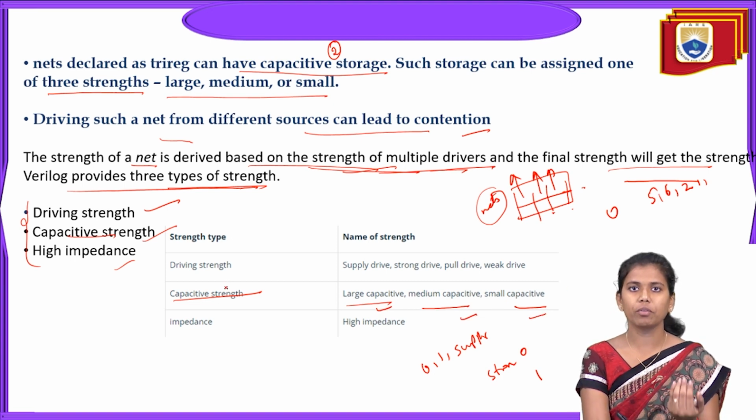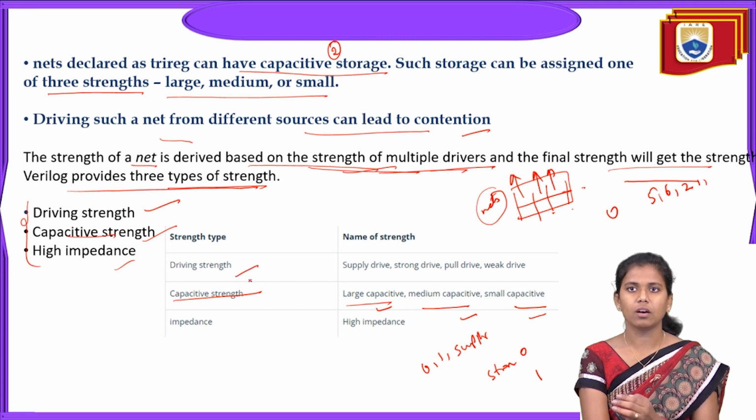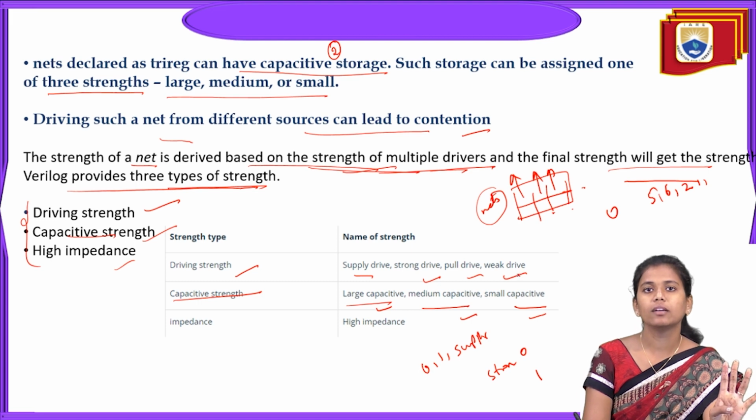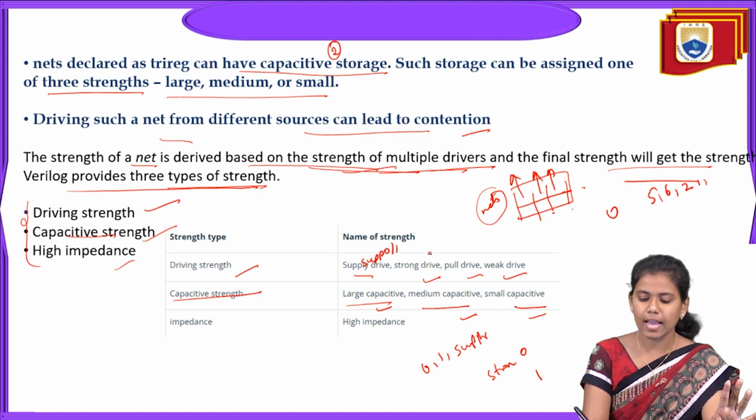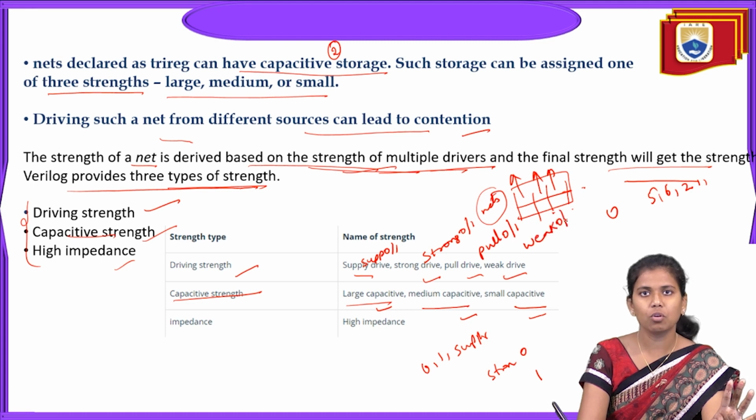And if the driver is going with respect to the driving strength, such driving strength is based on the supply drive, strong drive, pull drive and weak drive. So in the first type, the driving strength, we see 4 sorts of driving levels: supply drive, that is supply 0 or 1, strong drive, that is strong 0 or 1, pull drive, that is pull 0 or 1, and weak drive, that is weak 0 or 1.